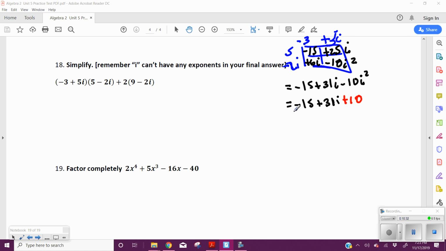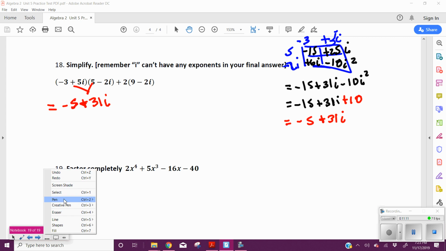multiplying it with negative 1. So that means negative 15 would combine with 10 to give me a negative 5 plus 31i. Now back to the problem. So when I joined these two, the result was negative 5 plus 31i.